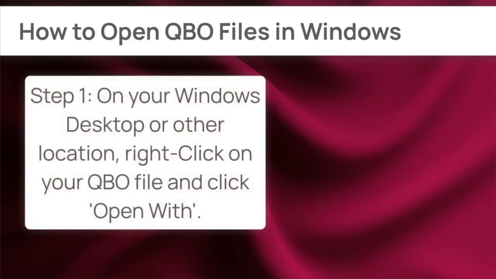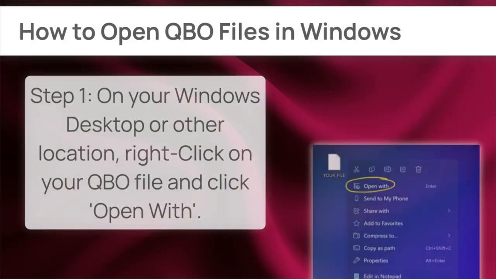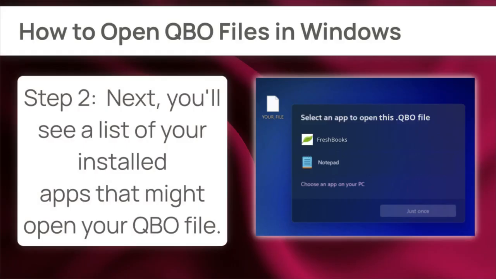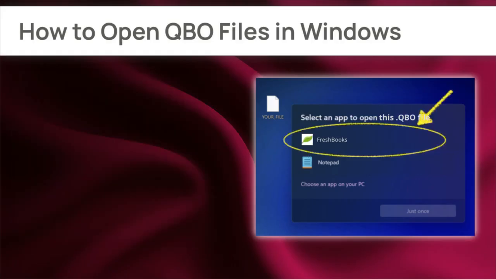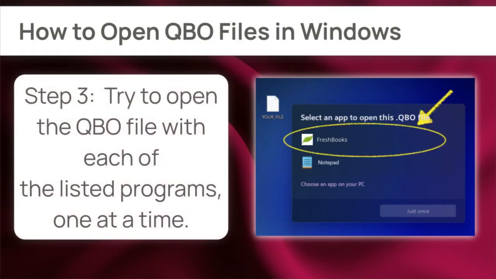The first step is testing the ecosystem. Right-click your QBO file and hit Open With. Try the recommended program first. If it's missing, choose another program. It's common to need more than one attempt.